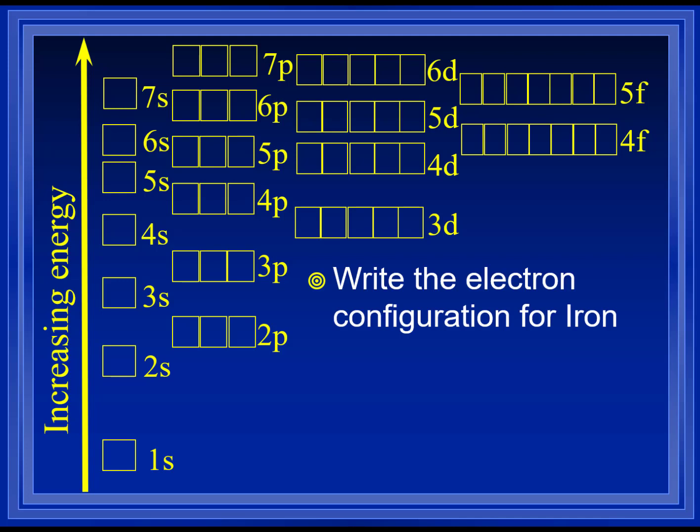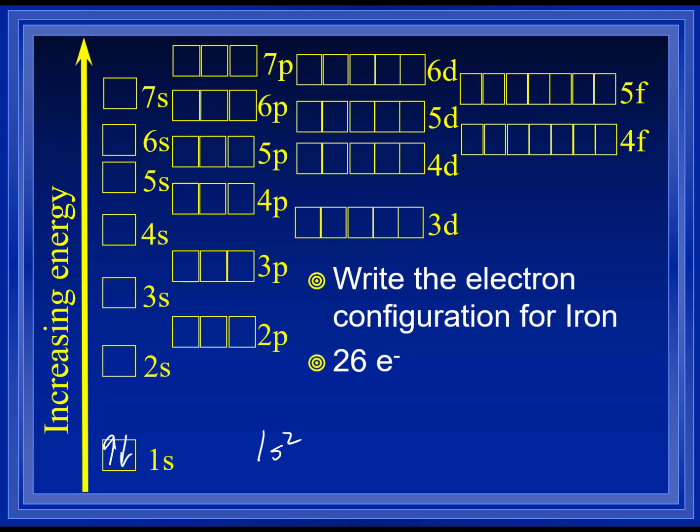Let's try iron. The electron configuration for iron. How many electrons do I get? Hardest part is finding iron on the table. It's Fe. It's number 26. So since it's number 26, I got to talk about 26 electrons. So I got to work my way up to 26. So I start at the bottom and fill up the 1s. So I got 1s2.